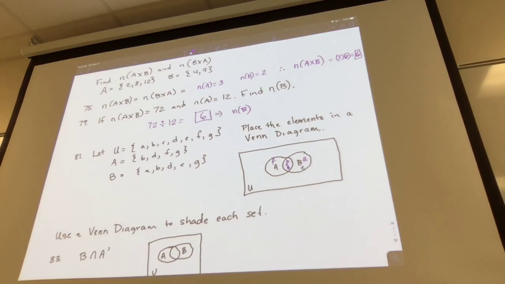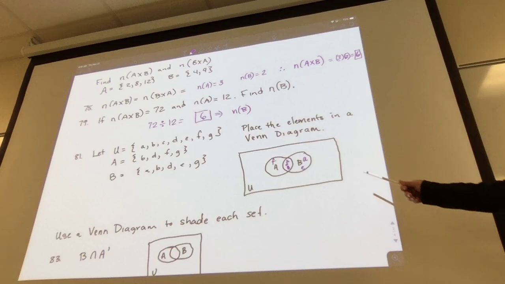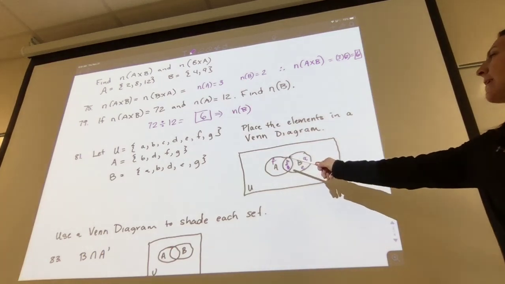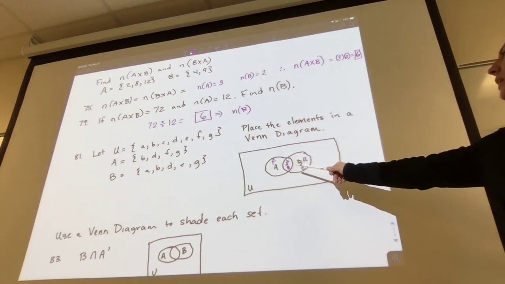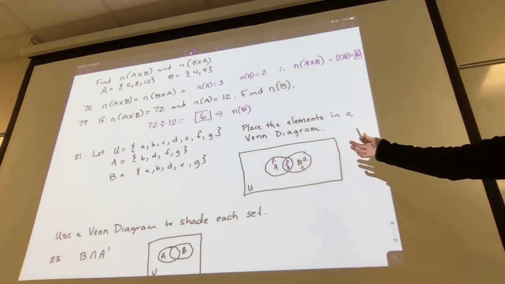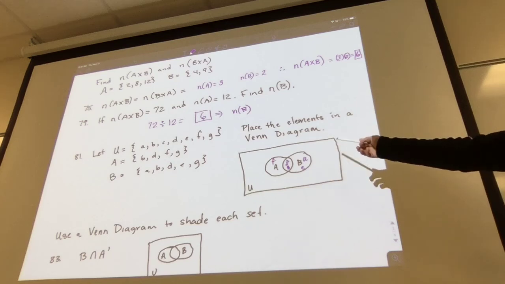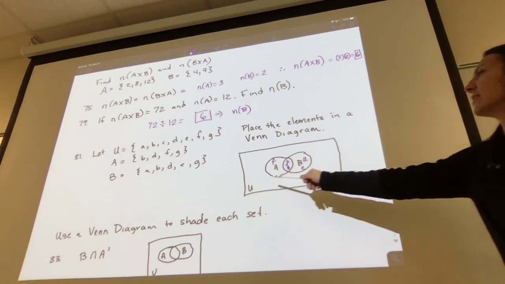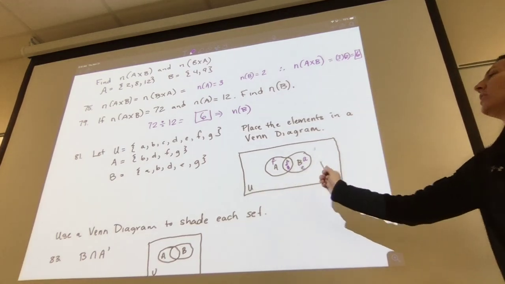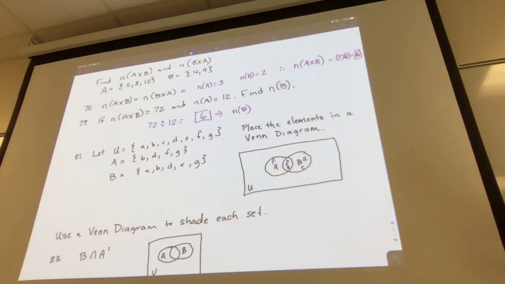And the last thing is we need to make sure that everything has been used. So look in the universal set. We've used A, we used B, C. C is not in either one of those. So we'll put C out here somewhere. C is in the universe, but not in either one of these. We've used D, E, F, and G. So basically C is the only thing out here in the universe that's not in A and B.